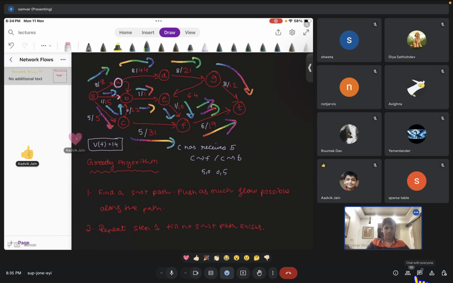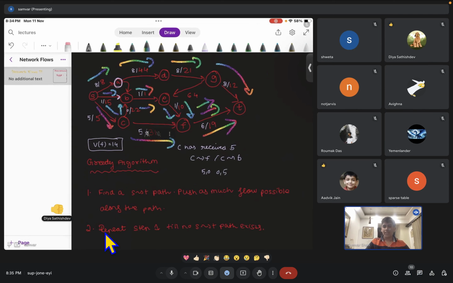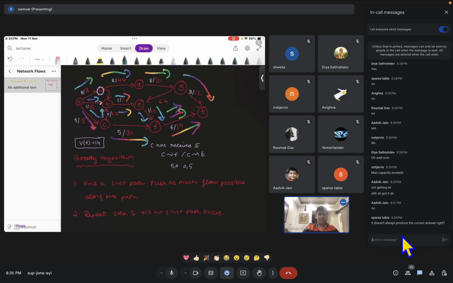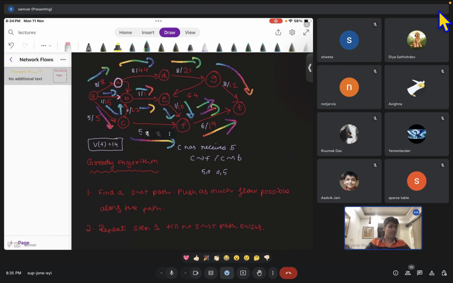Awesome. Oh, is something new in the chat? Okay, cool. Are there any doubts? Okay, that's what I was going to get to. This does not always produce the correct answer. This is just a greedy algorithm, and it's an intuitive greedy algorithm, but it does not work. So, does anyone want to give a counter example to this?